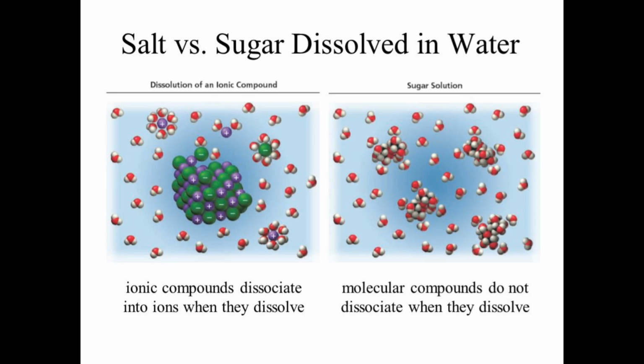Sugar, when it is dissolved in water, because sugar is a molecular compound, a covalent compound, does not dissociate into ions. Hence, it cannot conduct electricity. This knowledge is very key. So, molecular compounds do not dissociate when they dissolve in water. Hence, they cannot conduct electricity. Ionic compounds dissociate into ions. Hence, they can conduct electricity.